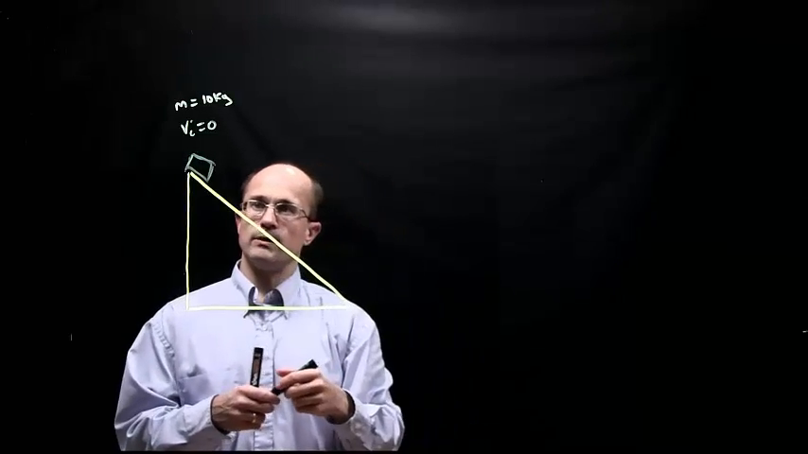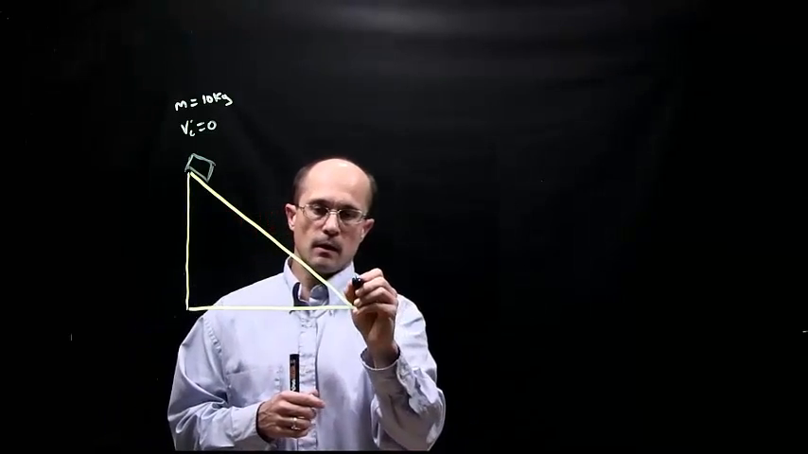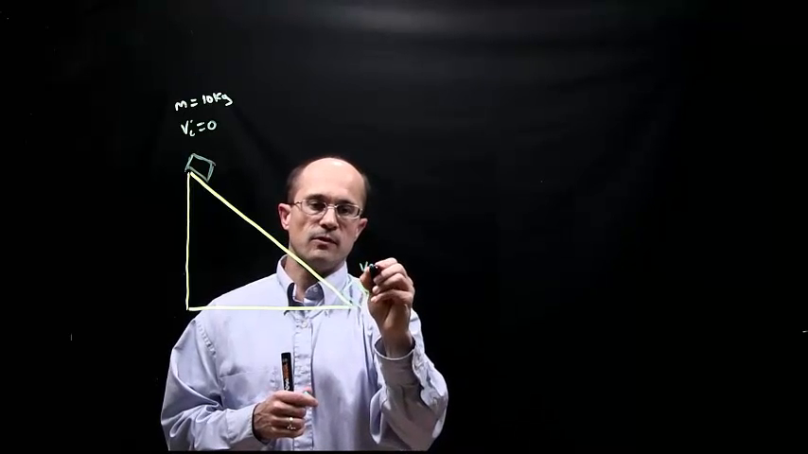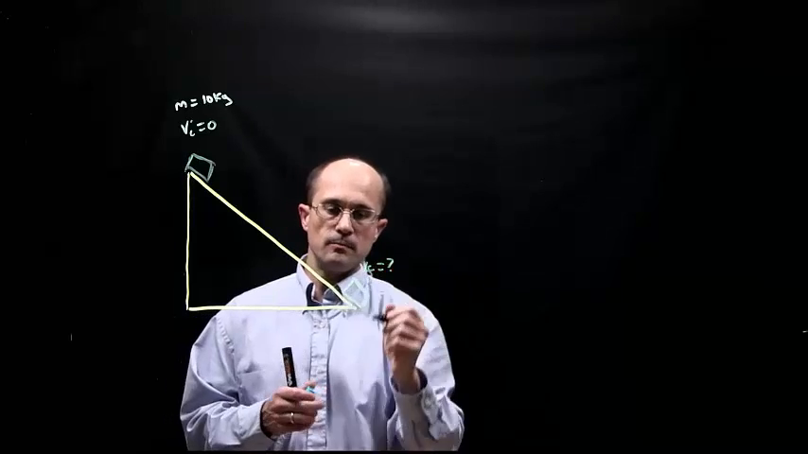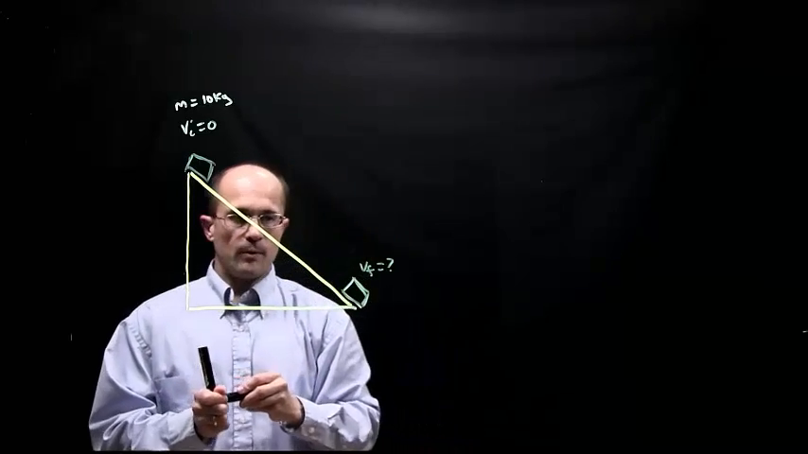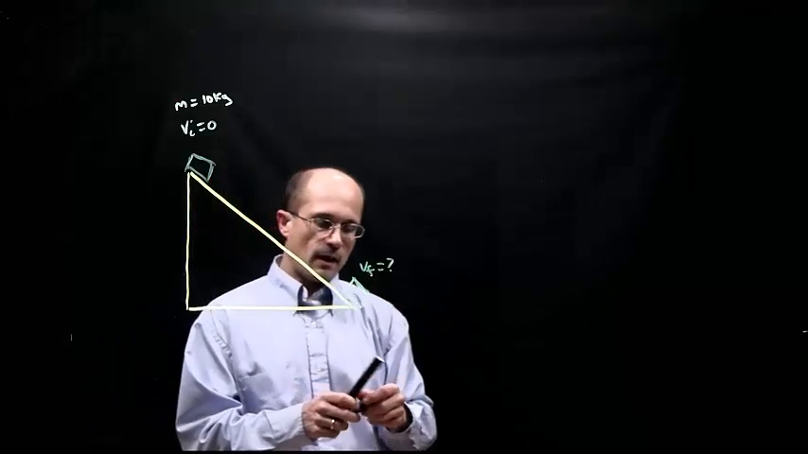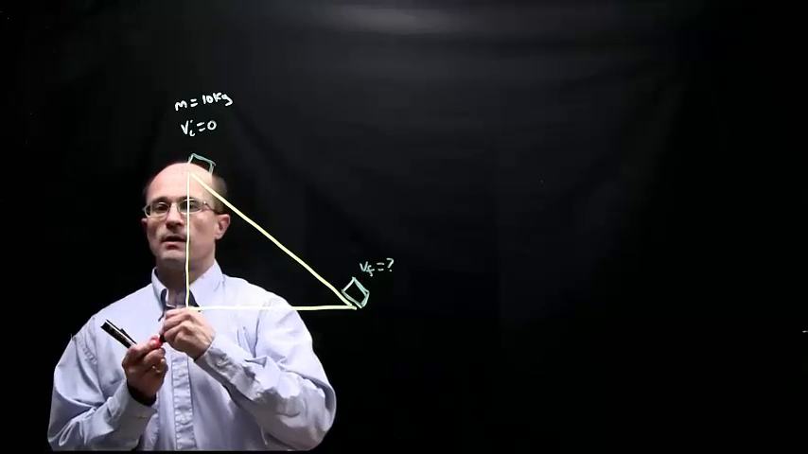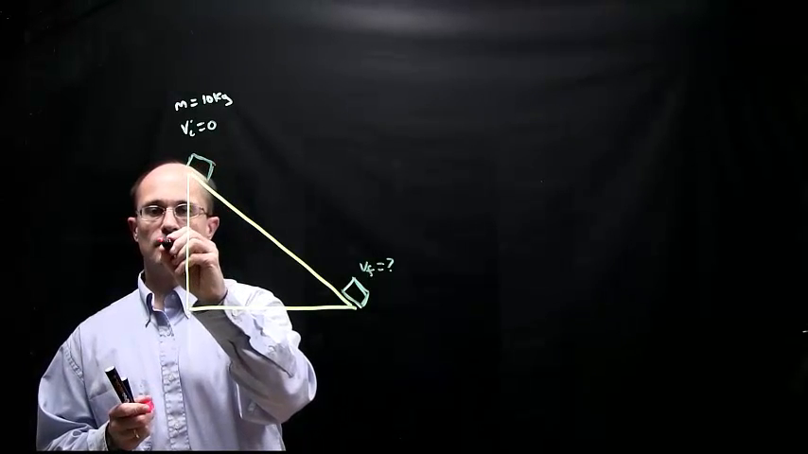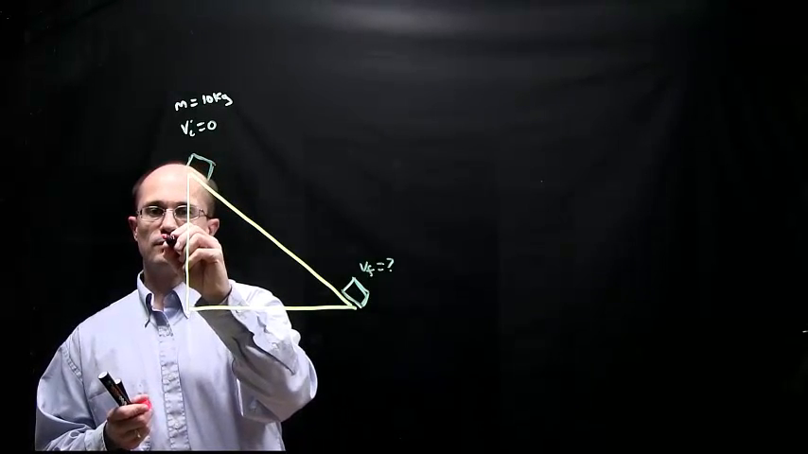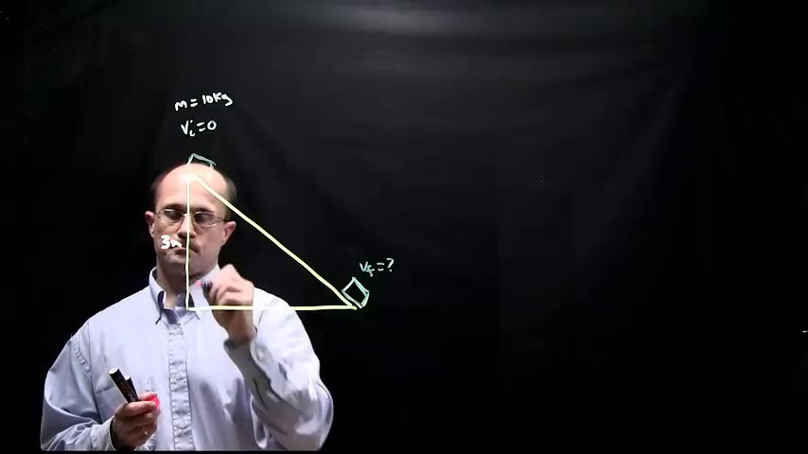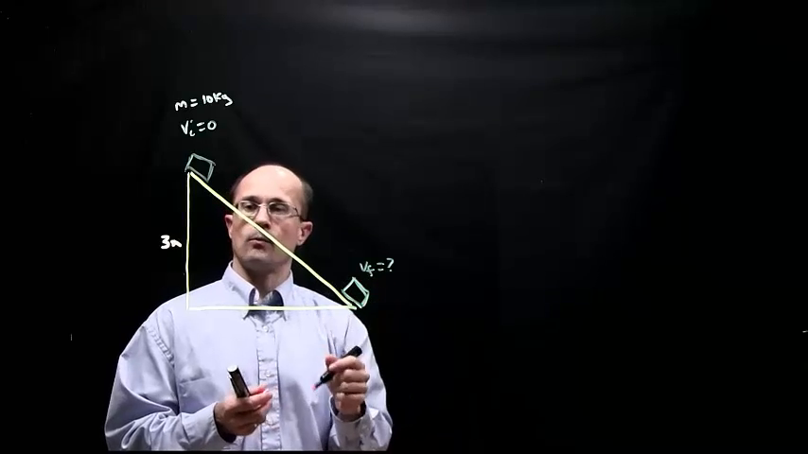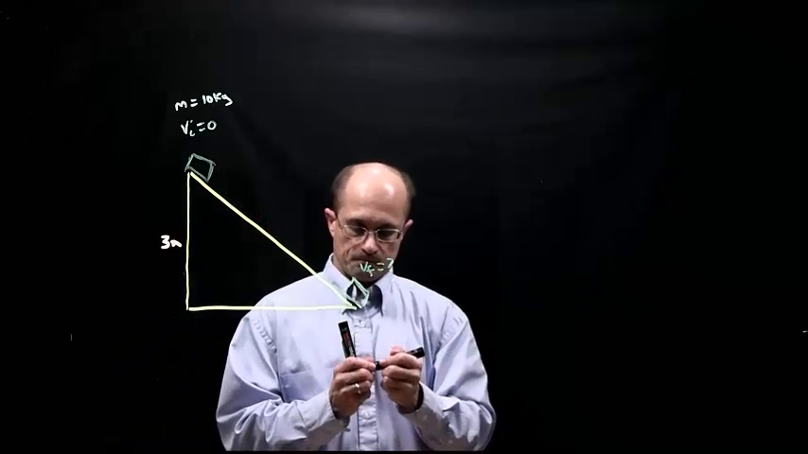Now our box is going to slide down the hill, and when it reaches the bottom of the hill, it will have some velocity. We want to figure out what velocity this will have when it reaches the bottom of the hill. Let's assume that our hill is 3 meters high, and we want to know the velocity down here once it reaches the bottom of the hill.